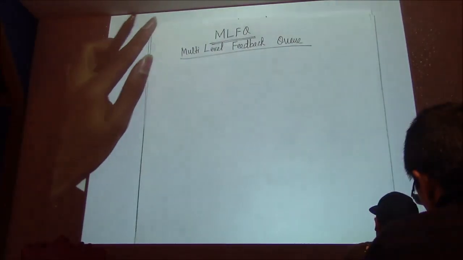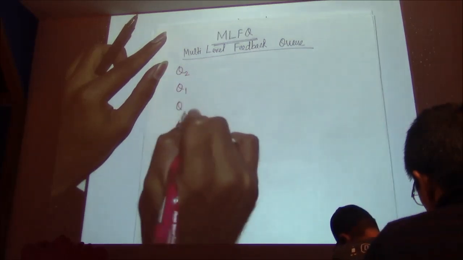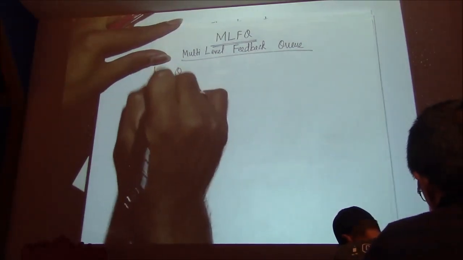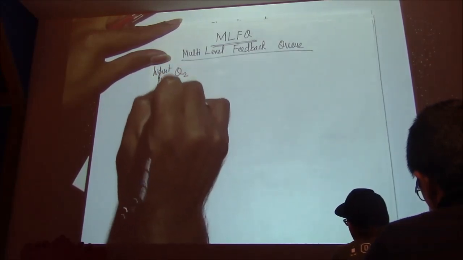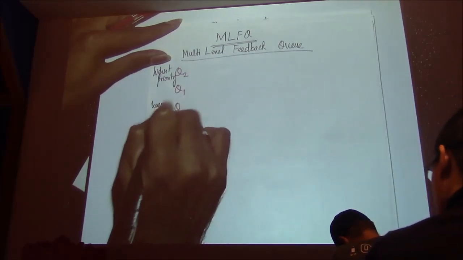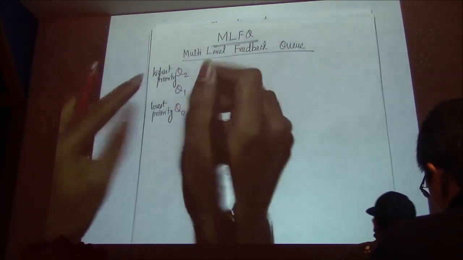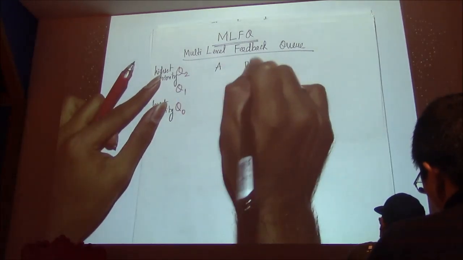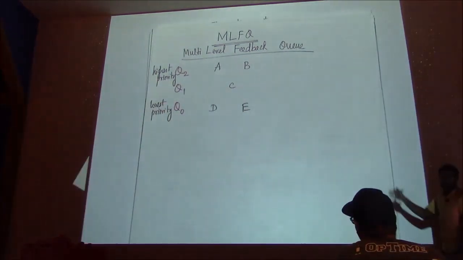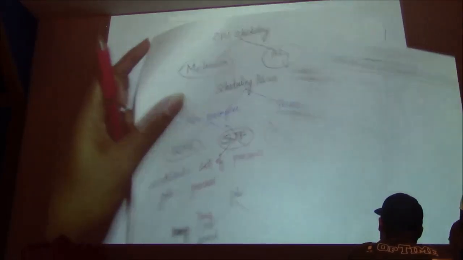We may assume there are queues. For simplicity, let's assume there are three queues: Q2, Q1, and Q0. There are three different queues, and the topmost queue is the queue with the highest priority, and the lowest has the lowest priority. Let's say there are jobs in these queues: A and B in one, job C, and jobs D and E in the others. If this is how the setup is, then there are a few rules for the multi-level feedback queue.